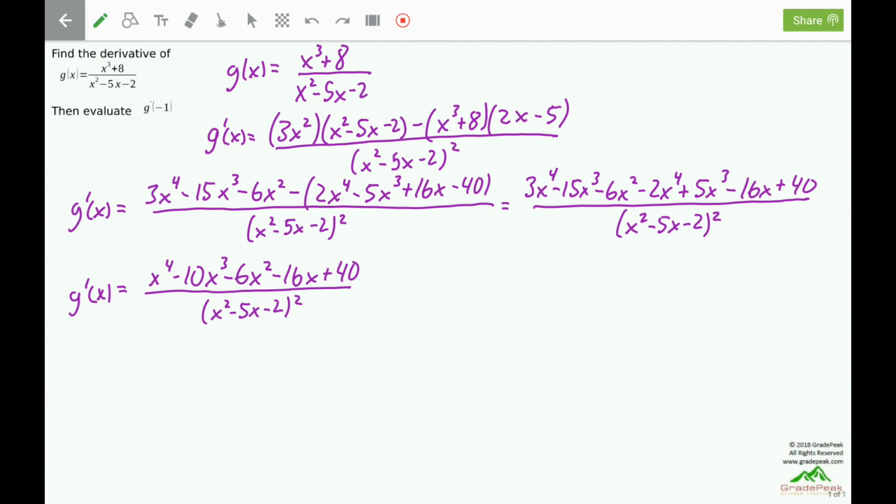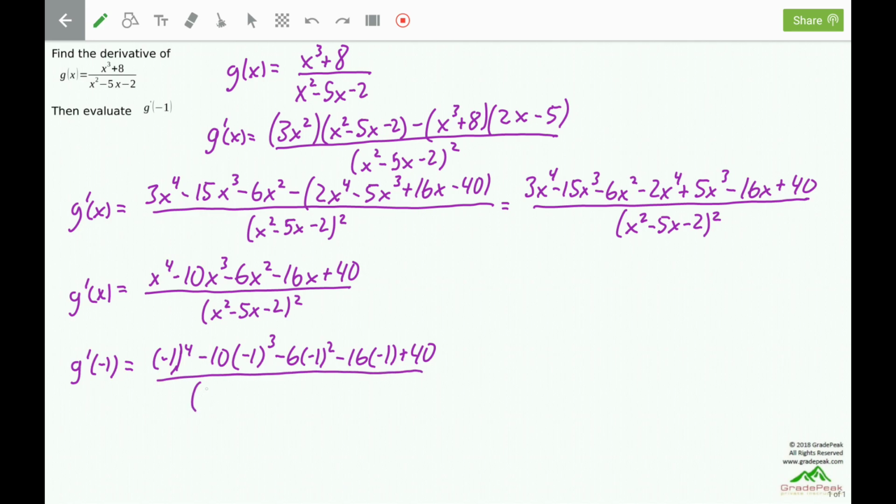The next thing to do is to evaluate g prime of negative 1. G prime of negative 1 means to plug a negative 1 in for each of the x's, so we'll have negative 1 to the 4th minus 10 times negative 1 cubed minus 6 times negative 1 squared minus 16 times negative 1 plus 40, all over negative 1 squared minus 5 times the negative 1 and then minus 2 quantity squared.